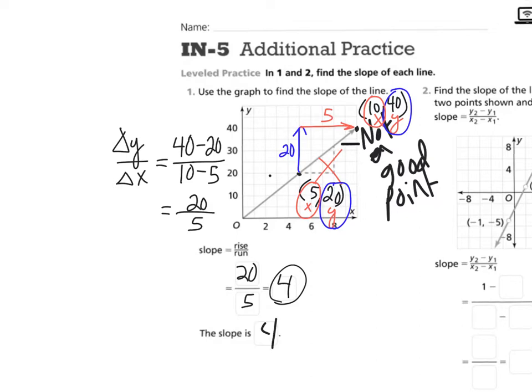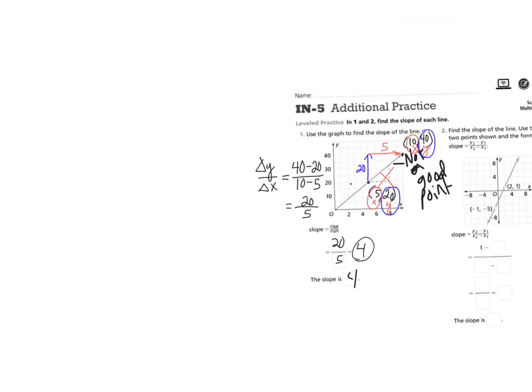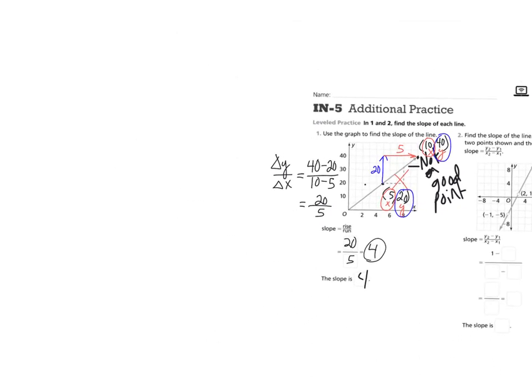And again, when you look at these points, just a refresher from the other day, the slope, if it's positive, is going to be going this direction somewhat. Negative is going to be going this direction somewhat. So that's another thing to keep in mind when you get your answer, thinking about if your sign is correct or not.